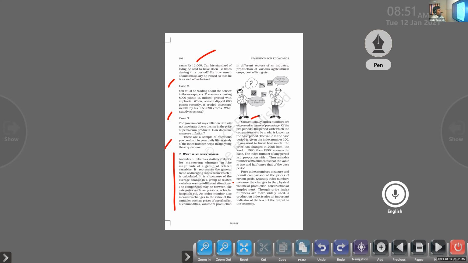So index numbers are always expressed in percentage. Conventionally, index numbers are expressed in terms of percentage of the two periods. The period with which the comparison is to be made is known as the base period. Underline that. What do you mean by the term base period? Example, we are comparing two years, 1982 and 2021. The price in 1982 is considered as the base price. Clear? And the price in 2021 is considered as the price today.